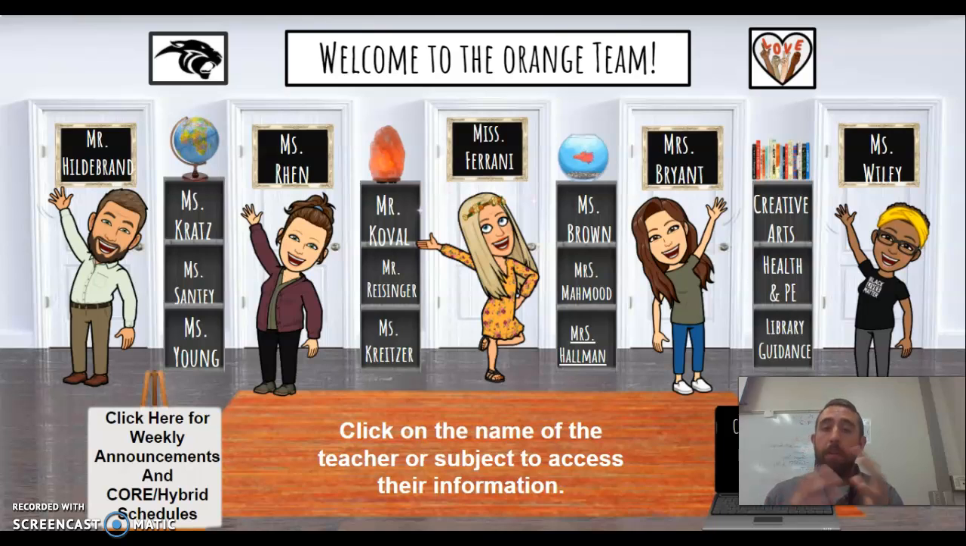So what we need you parents to help your students with is go through their schedule. If they don't have some of these teachers, then ignore those names. You don't have to click on them. Only click on the ones that they have. So, for example, everybody's going to have Mr. Hildebrand. Everybody's definitely going to have Miss Bryant. So I'll just click on mine as an example.